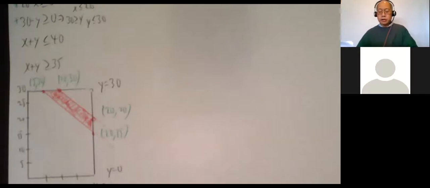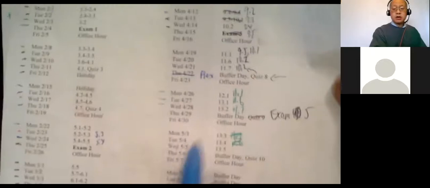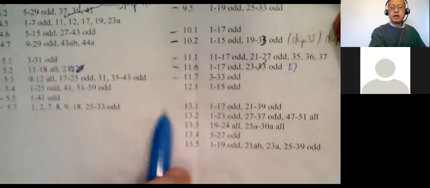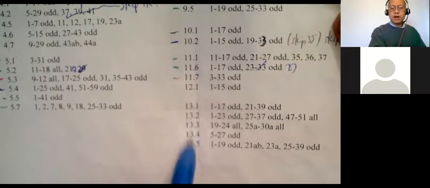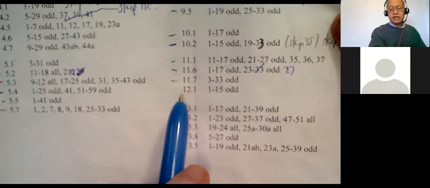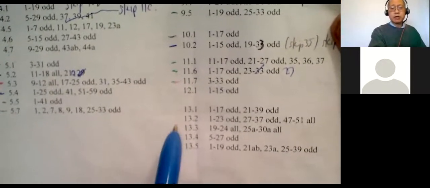It's only 11:20, so we can start the test very early if you wish. Schedule-wise, 11.1, 11.6, 11.7, I'm done here. So all we have left in the semester is 12.1, 13.1, 13.2, 13.3, 13.4, and 13.5. We should be able to finish that. Looks like if I just do one section a day, I think we're going to be okay.